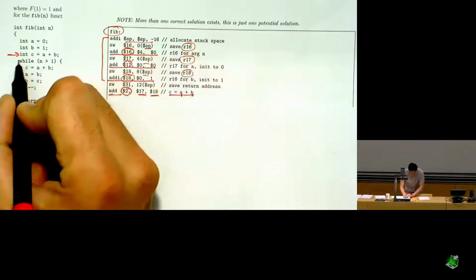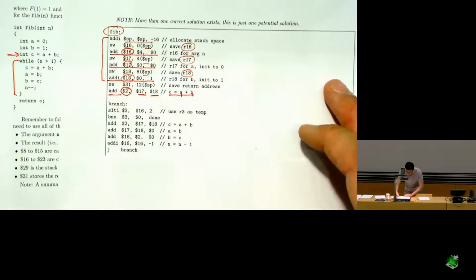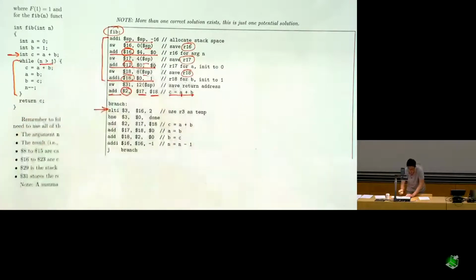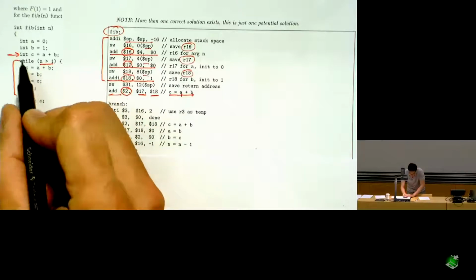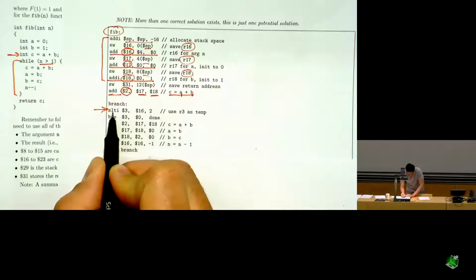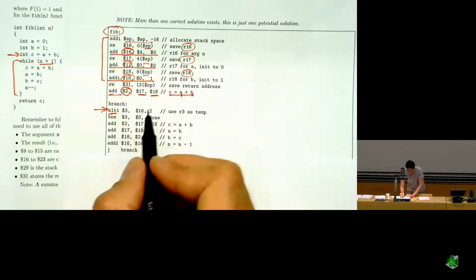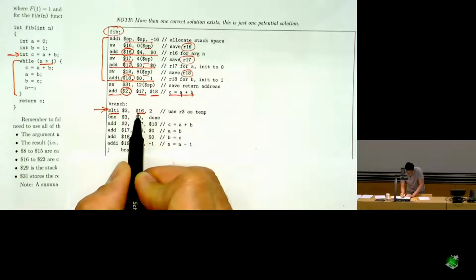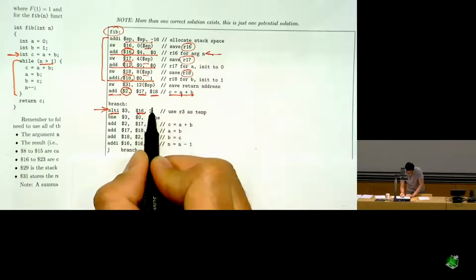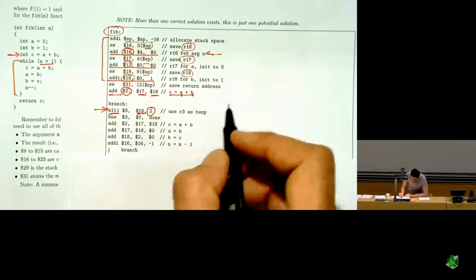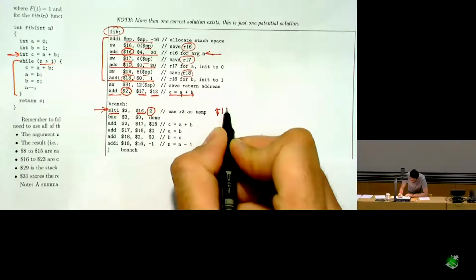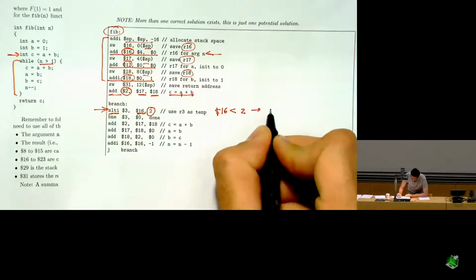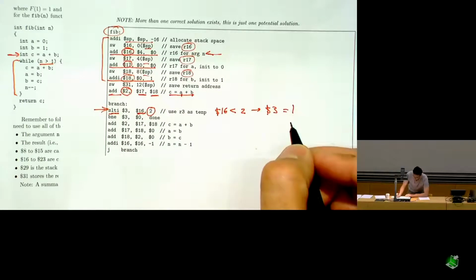And now, the next thing that we are going to find is this while loop, right? So in the while loop, the first thing we do is checking the boundary condition. So here, N must be greater than 1 to get into the loop body, and this is what we are doing with this set on less than immediate. We compare this register 16 that contains N to 2, and if register 16 is less than 2, then register 3 will be equal to 1, right?